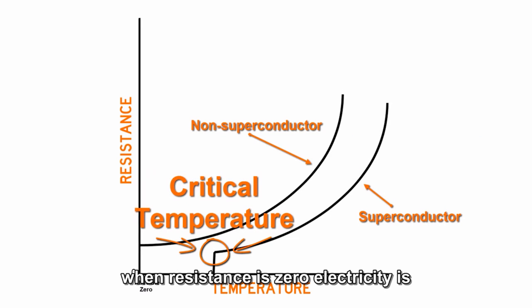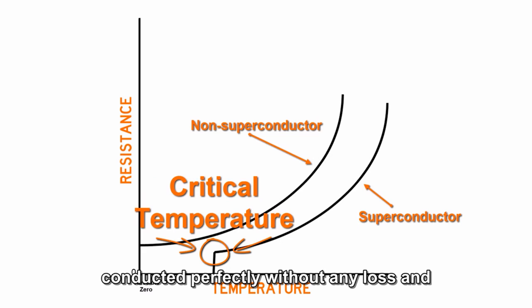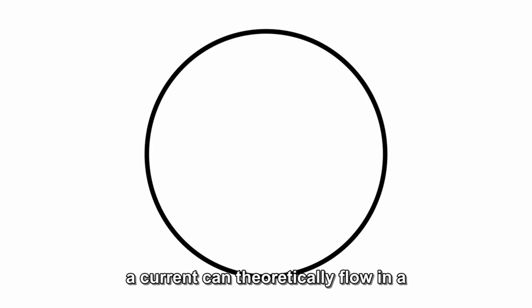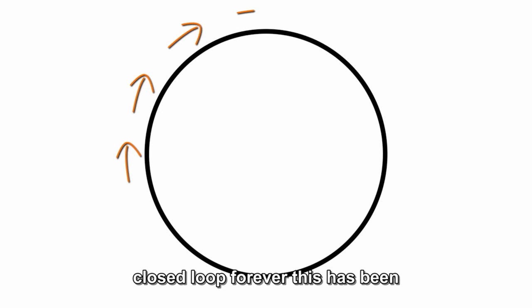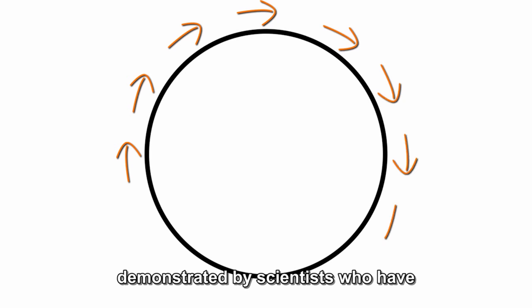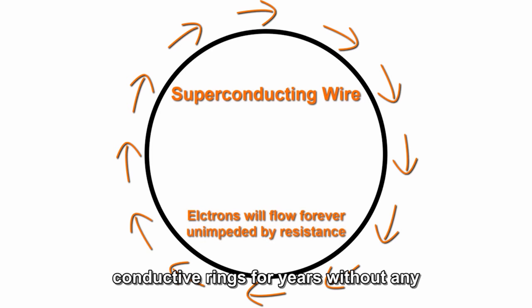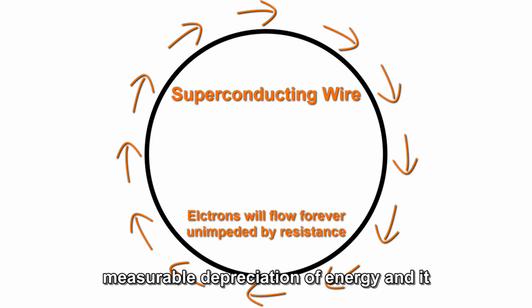And when resistance is zero, electricity is conducted perfectly without any loss, and a current can theoretically flow in a closed loop forever. This has been demonstrated by scientists who have sustained electrical currents in superconductive rings for years without any measurable depreciation of energy. And it doesn't end there.